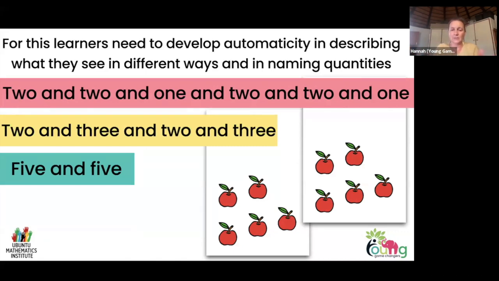When I see 2 and 3, it's called 5. They'll say, I see 5 and 5. And this is what we're heading for. 5 is our first base. 10 is going to be our next important marker, but 5 is our first important marker.